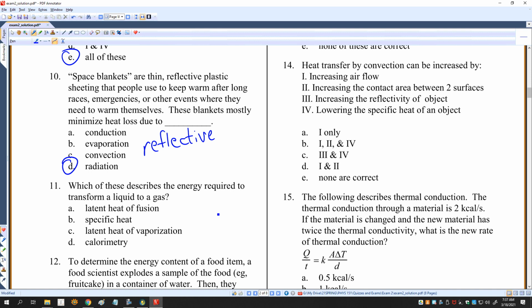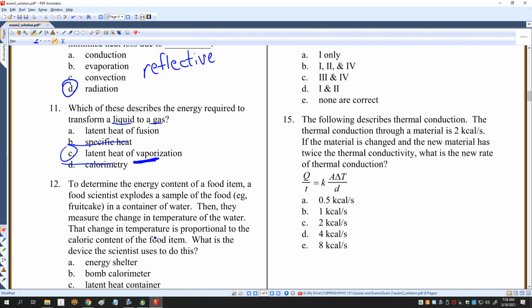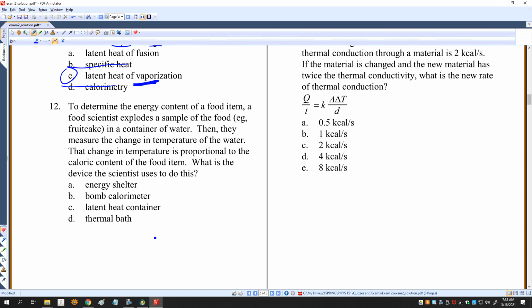Which of these describes the energy? Well, this is going to be latent heat. It's one of those, latent heat to transform a liquid to a gas. Well, you want to think vapor. Anytime you see gas, you think vapor. So C.